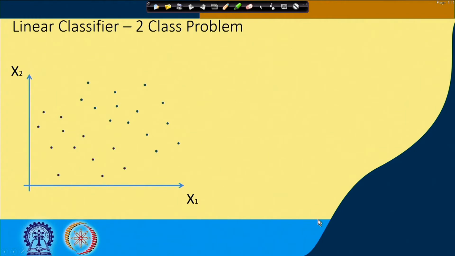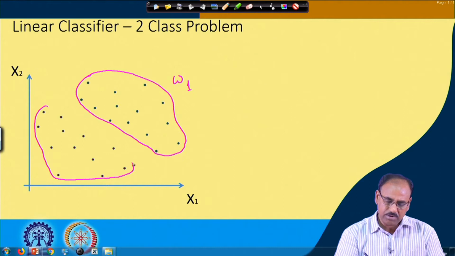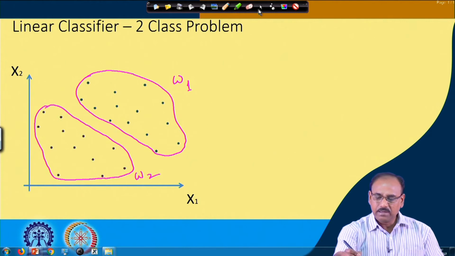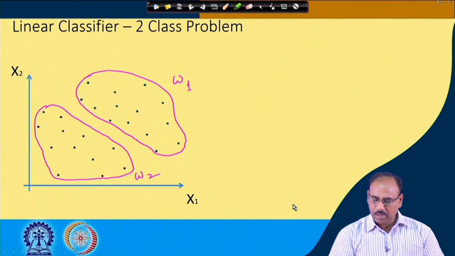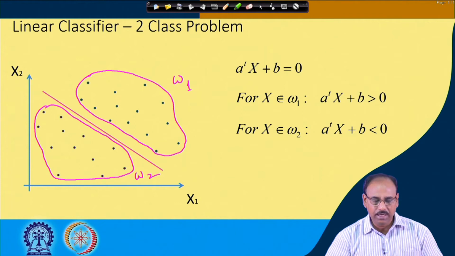So, what we had done in the previous class is we have taken two sets of feature vectors. This is a set of feature vectors which belong to class omega 1 and we have taken another set of feature vectors from class omega 2. And then we assumed that these two sets of feature vectors are linearly separable, and assuming linear separability, we have tried to find out a linear boundary or a hyperplane which separates these two classes of feature vectors.